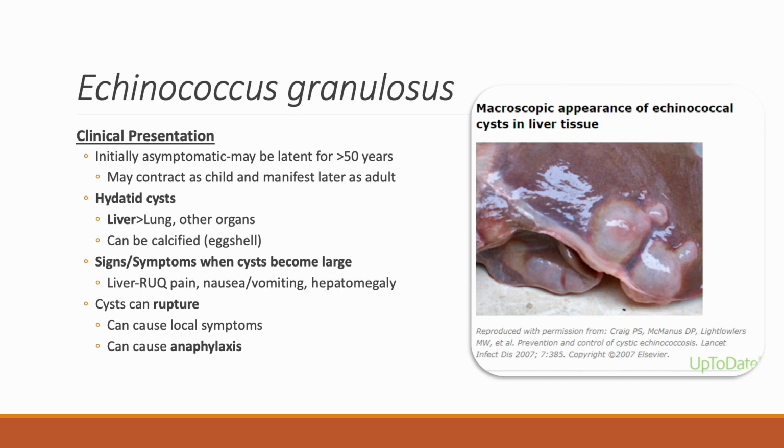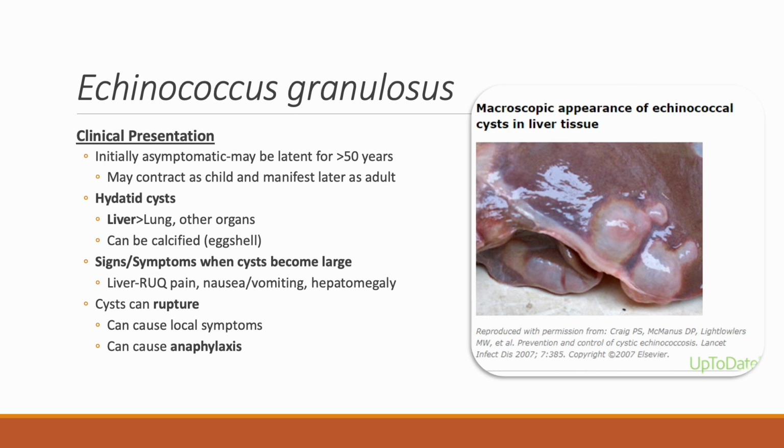Patients infected with Echinococcus granulosus are usually initially asymptomatic, and the infection may actually be latent for over 50 years. Patients can develop what are called hydatid cysts, the name given these parasite-filled cysts that occur in extraintestinal organs, with the liver being the most common, followed by the lung. These cysts can become calcified, and the calcifications are sometimes referred to as eggshell calcifications.